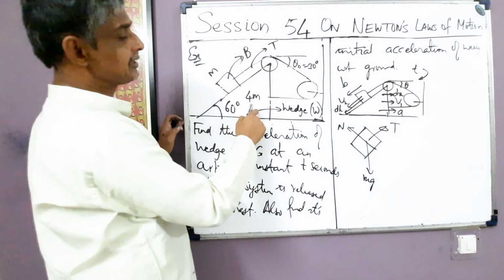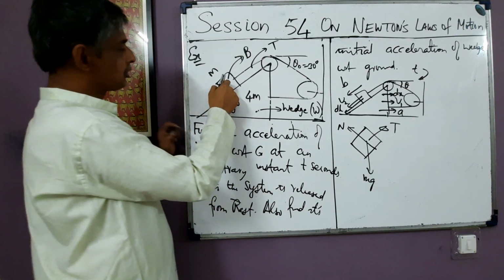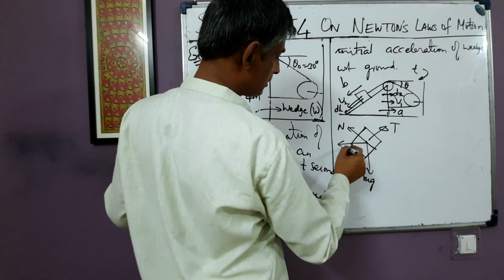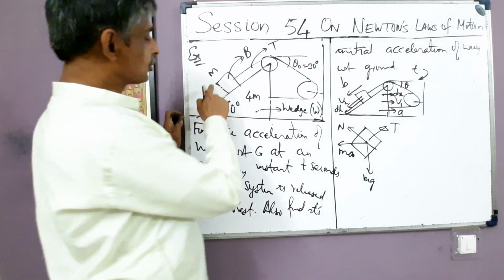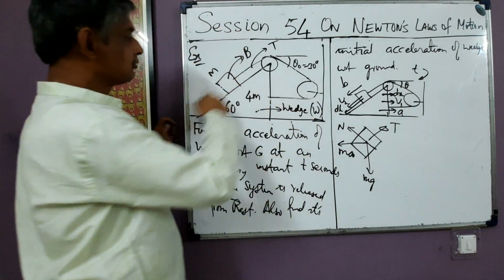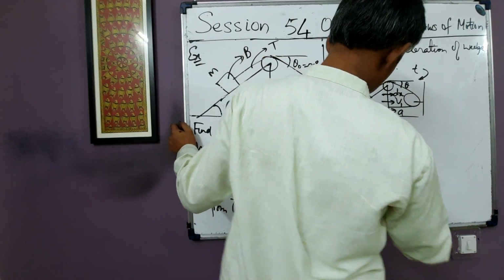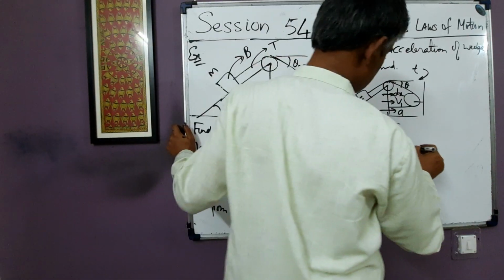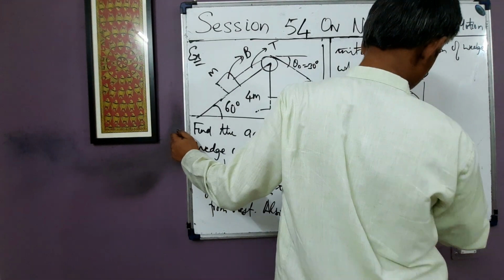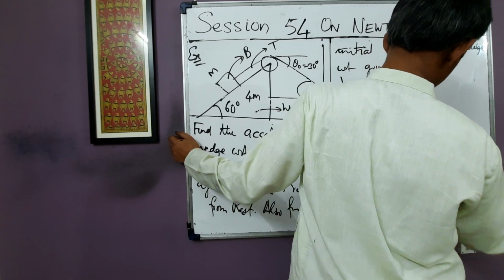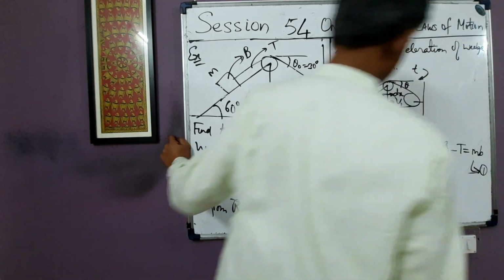Now this wedge is a translating non-inertial reference frame. If you view the block from the wedge, we have to add a pseudo force on it in the leftward direction, Ma. Alright. Now I write down Newton's law equation of this block with respect to the wedge down the incline. So what do you write? mg sin 60 degree plus ma cos 60 degree minus T is m b. This is the first equation.